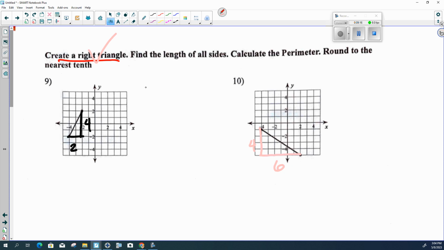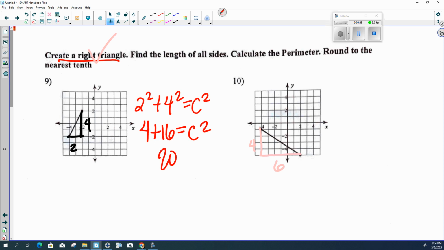We're pretty close. 2 squared plus 4 squared equals c squared, where c is that diagonal line. 2 squared is 4. 4 squared is 16. We know now to take the square root of both sides. This one said to round to the nearest tenth, so I'm going to call this 4.5.